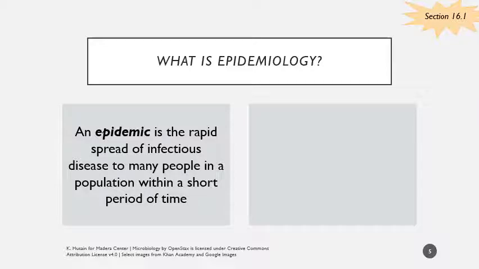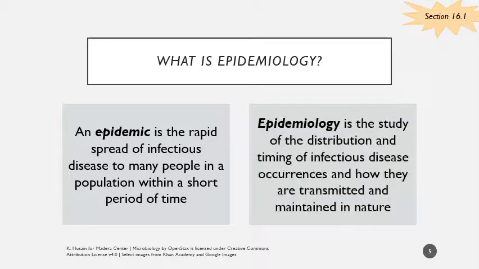So when we're studying these epidemics, what we're doing is epidemiology. It's the study of the distribution and timing of infectious disease occurrences and how they are transmitted and maintained in nature. So how does a pathogen spread? What's the rate at which it's spreading? Who is it affecting? What proportion of the population? And how is that sustained, if it is sustained at all? So there's an inherent relationship between understanding what an epidemic is and the study of epidemiology.